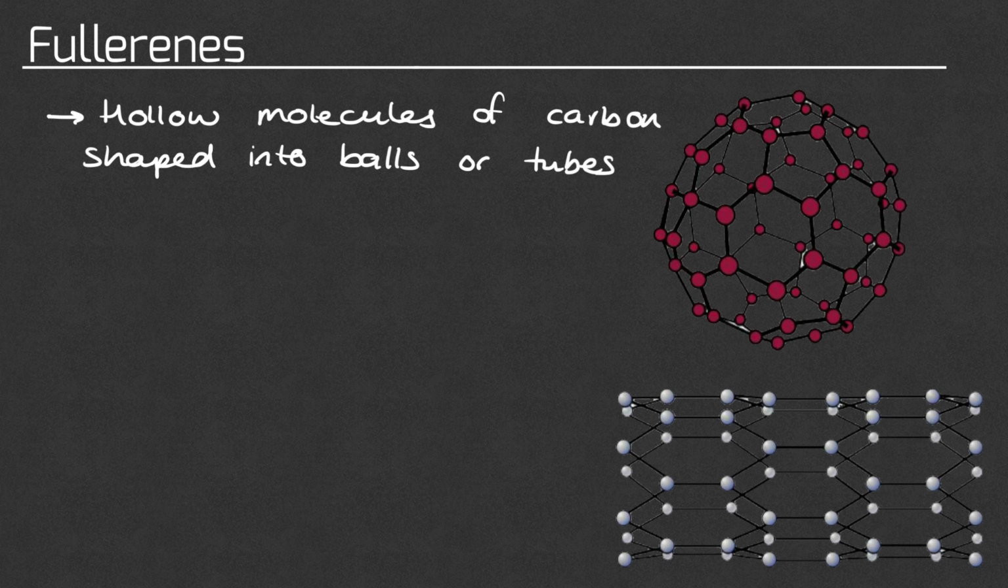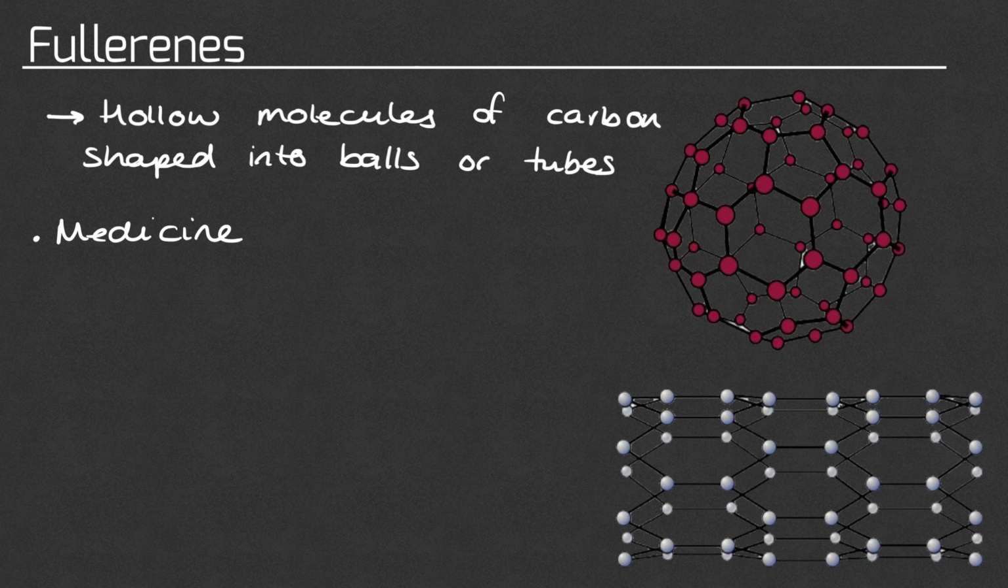Fullerenes are hollow molecules of carbon shaped into balls or tubes. As each carbon usually has 3 bonds rather than 4, it means each carbon has a delocalized electron, so it can conduct electricity like we discussed with graphite.